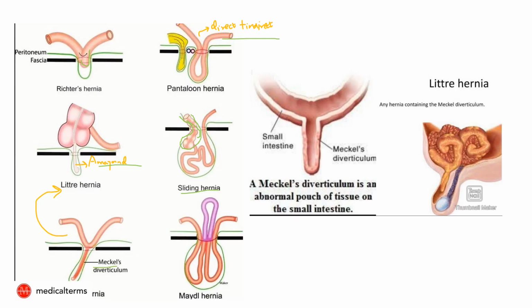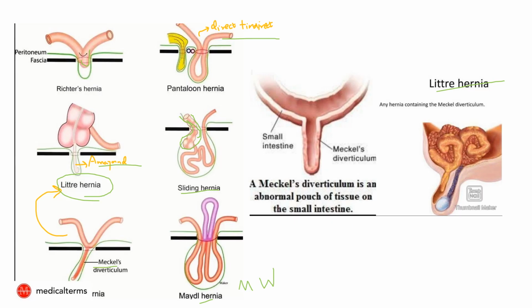Meckel's diverticulum, you call it Littre hernia. Littre hernia. And Maydl hernia is when there is a W shape. M for W. Remember M for W. Amyand is appendix. A for A. Meckel is Littre. Okay. So any hernia containing Meckel's is called the Littre hernia.